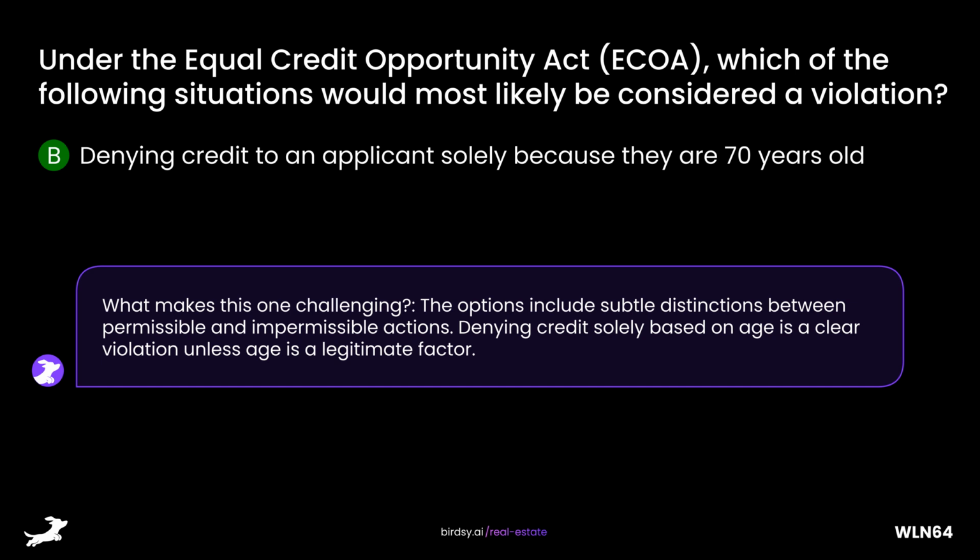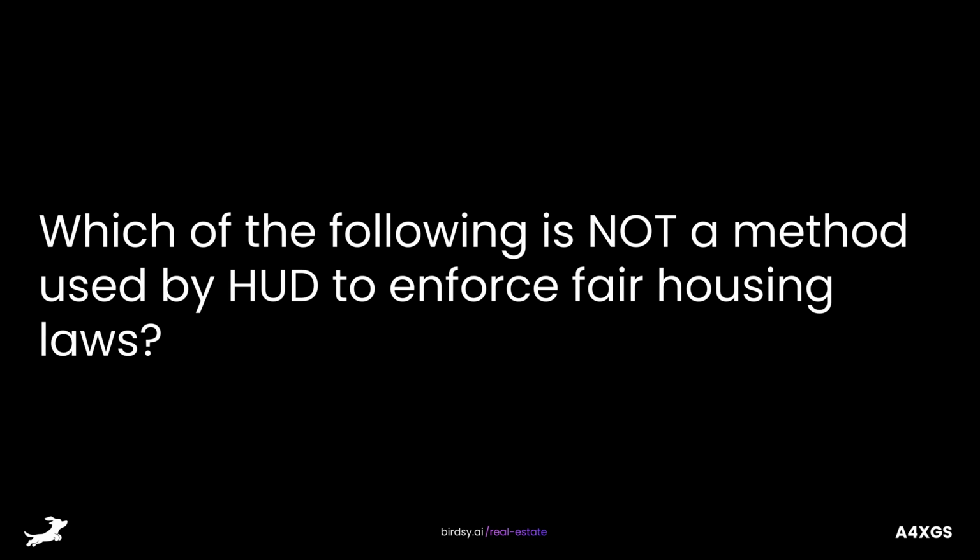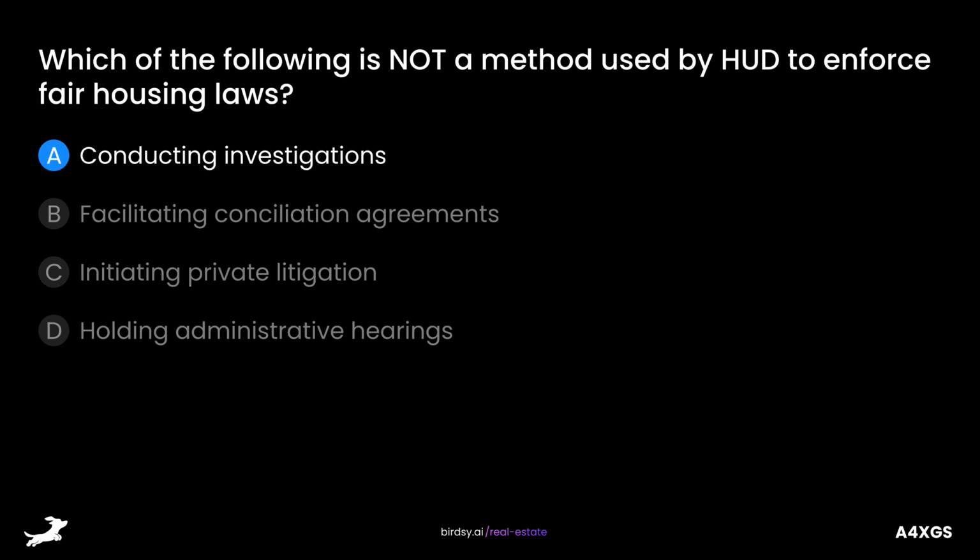Denying credit solely based on age is a clear violation unless age is a legitimate factor. Enforcement by HUD and testing programs. Which of the following is not a method used by HUD to enforce fair housing laws? Is it A, conducting investigations? B, facilitating conciliation agreements? C, initiating private litigation? Or D, holding administrative hearings?